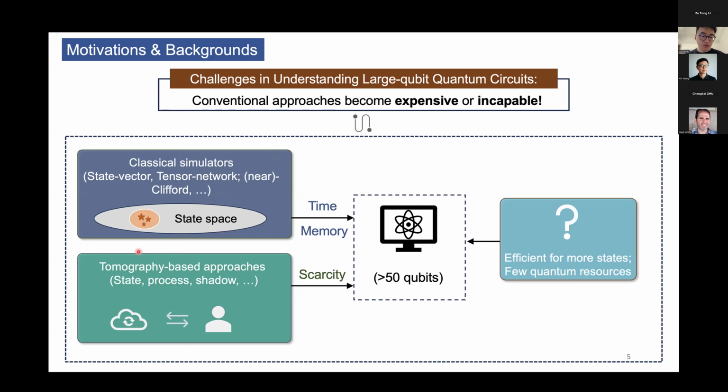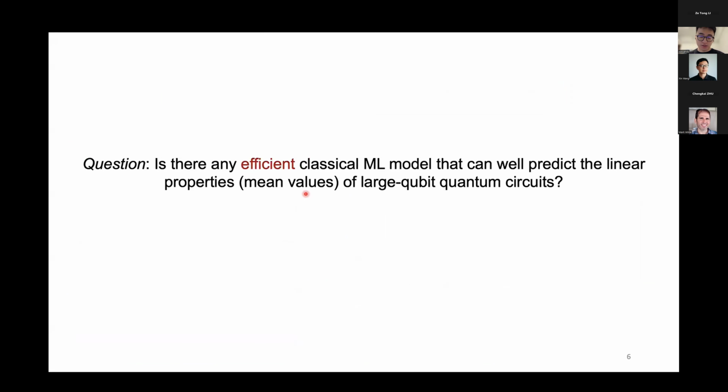An alternative solution is to use tomography-based approaches. More specifically, you can rent a quantum computer on a cloud service, and you can conduct everything on the quantum side. But as we know, the available quantum computers are very rare worldwide. In other words, most of us cannot afford the cost to rent a real quantum computer. So taken together, we encounter a very critical issue: how to understand the behavior of large-qubit quantum circuits in an efficient manner without invoking so many quantum resources? This presentation focuses on answering this question.